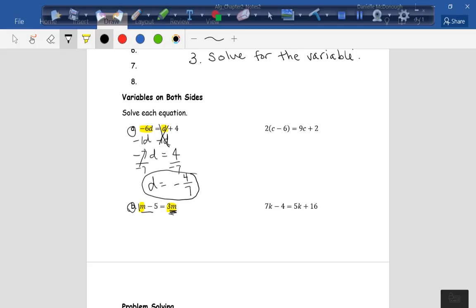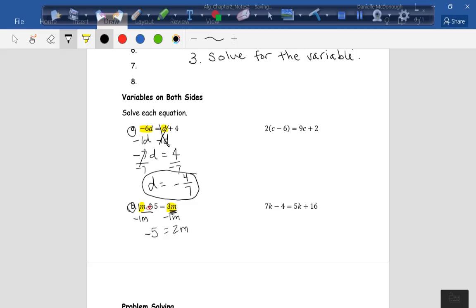And to move it, this is a positive 1m, so I'm going to subtract 1m on both sides. Some people get confused because of this right here. They want to add 1 because there's a subtraction sign there, but this 1 right here is a positive 1, which is why I'm going to subtract. Remember, this negative sign belongs to the 5, so this is actually negative 5 is equal to 2m.